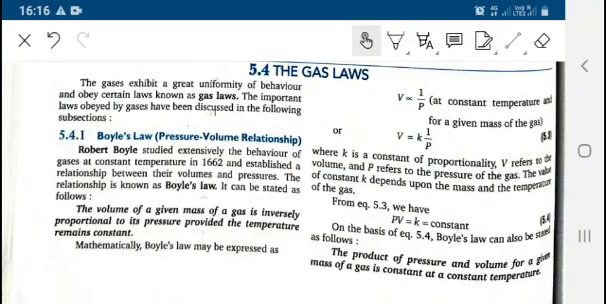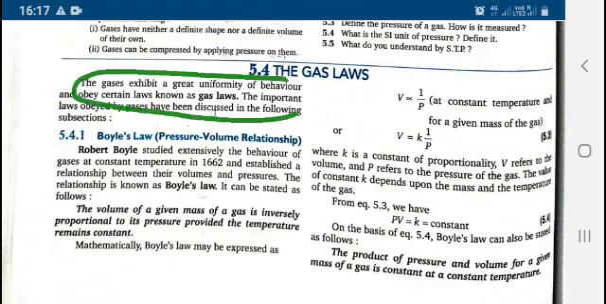Everyone, today's topic is gas law. We know that there are various gas laws. Out of these, the most important are Boyle's law, Charles's law, and the ideal gas equation, which we have studied in our previous classes. Gases exhibit a great uniformity of behavior and obey certain laws known as gas laws.